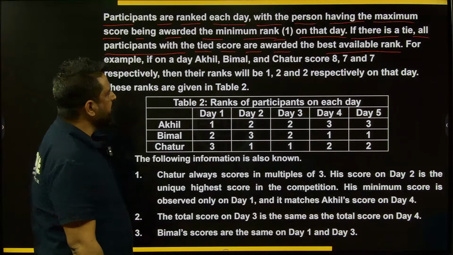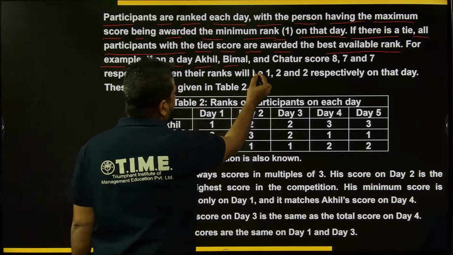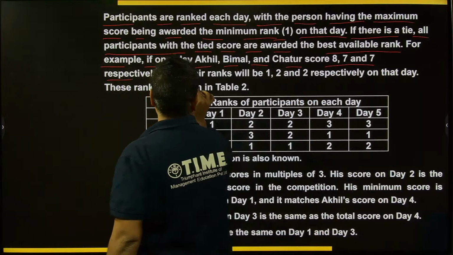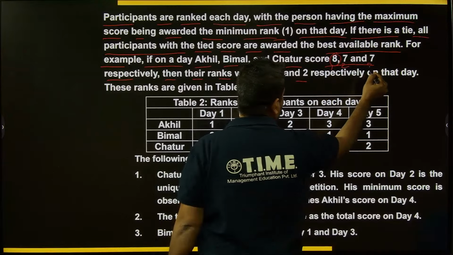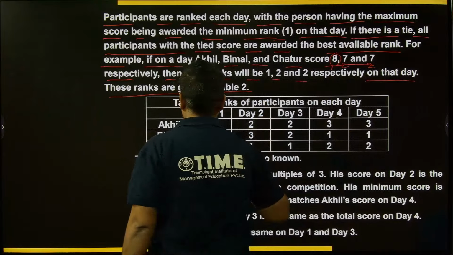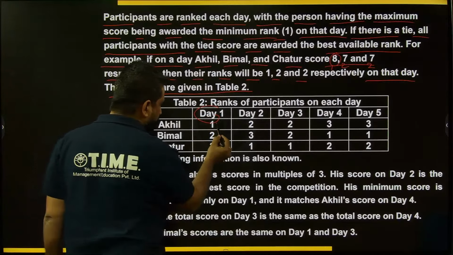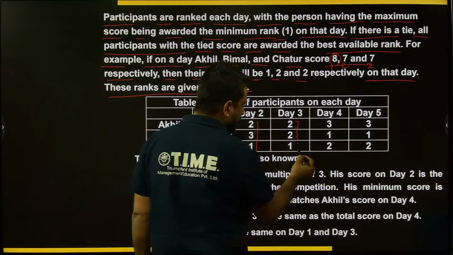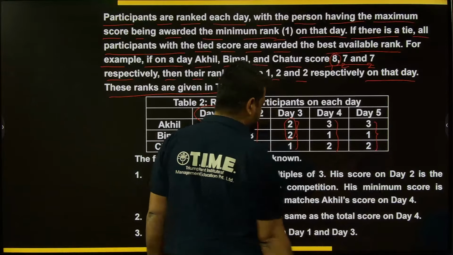Okay. What is given for that? For example, if on a day Akhil, Bimal and Chetur scores are 8, 7, 7 respectively, then the ranks will be 1, 2, 2. Okay, first rank, second rank respectively on that day. These ranks are given in Table 2. Akhil's day 1 ranks are 1, 2, 3, all are different. Day 2, 2, 3, 1, all are different. Day 3, 2, 2, 1, two people's ranks are the same. Day 4, all are different. Day 5, all are different.